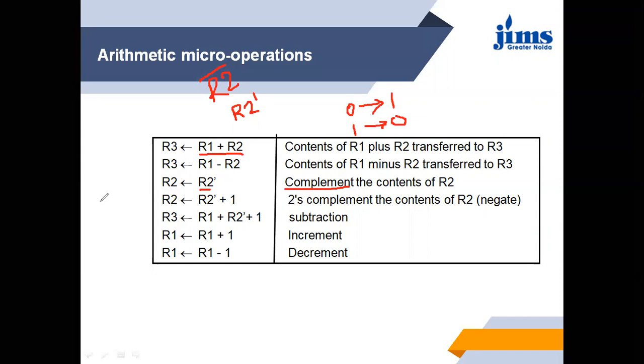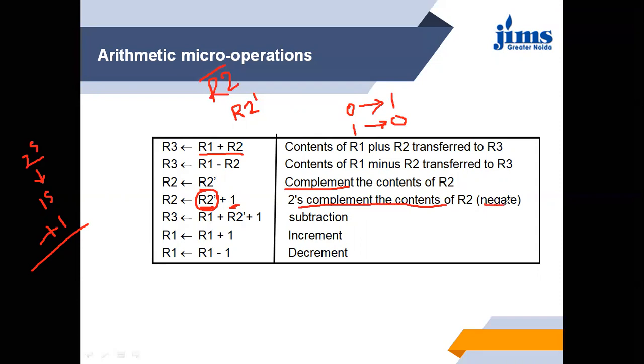We know that to find the 2's complement, first we find the 1's complement, then we add 1 to it. This is the way to find the 2's complement. So when we have to find the 2's complement of the content of the register, first we find the complement of the register, then we add 1.